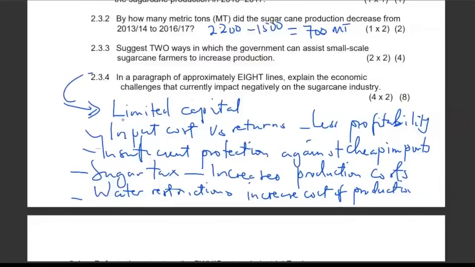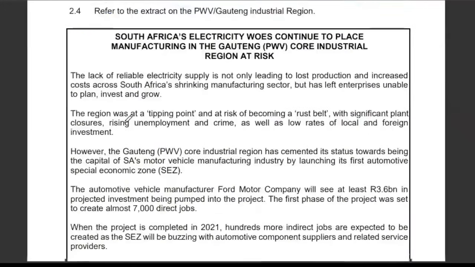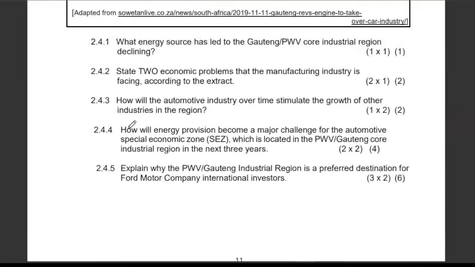Right, that takes us to the end of question number 2.3.4. We move on to question 2.4. It says South Africa's electricity woes continue to place manufacturing in the Gauteng PWV core industrial region at risk. We're not going to go through the text, we'll go to the question straight. What energy sources led to the Gauteng PWV core industrial region declining? We get that in the headings talking about electricity is direct. In the heading of our extract is talking about electricity.